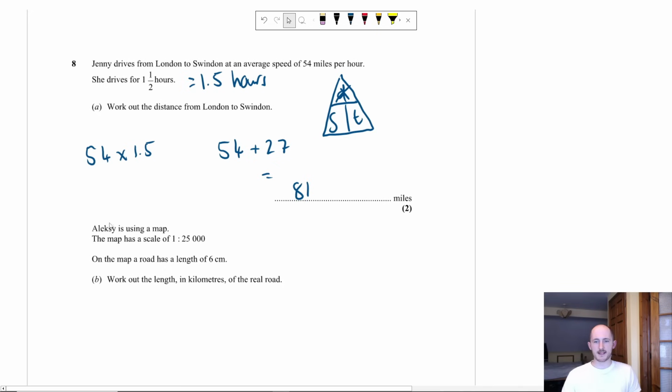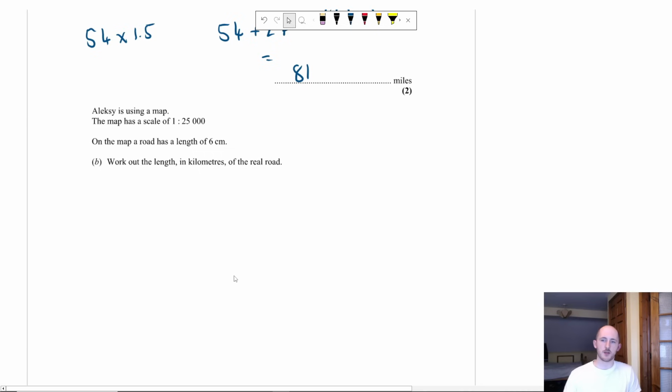Alexi is using a map. The scale is 1 to 25,000. On the map, a road has a length of 6 centimetres. Work out the length in kilometres of the real road. So, because of this scale, 1 centimetre on the map is actually 25,000 centimetres in real life. So we're going to do 6 times 25,000.